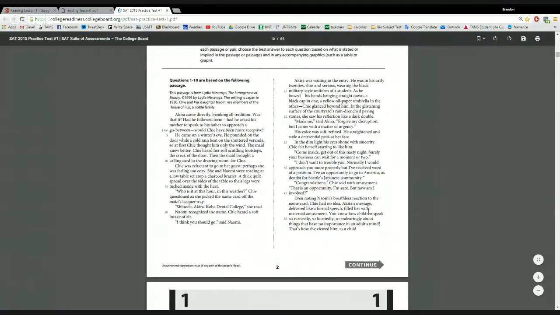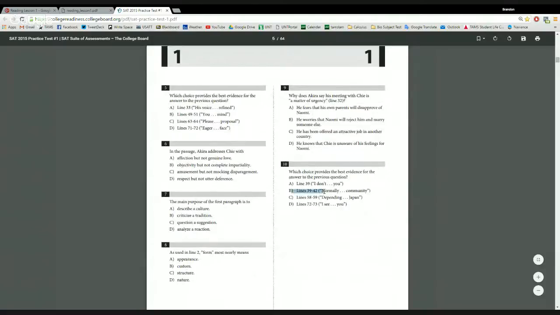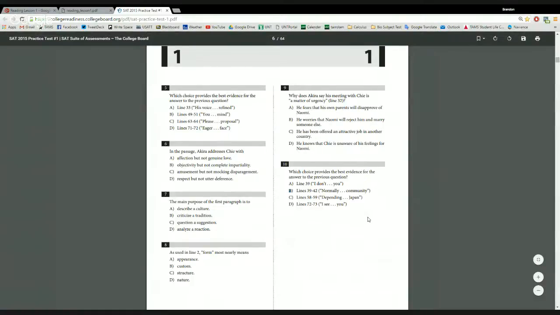Line 42. So 42. And 42 is actually here. So the answer is B. Okay, so as you can see, if you simply read around the lines and cross out what you know is incorrect, then you should be able to get the answer pretty easily.